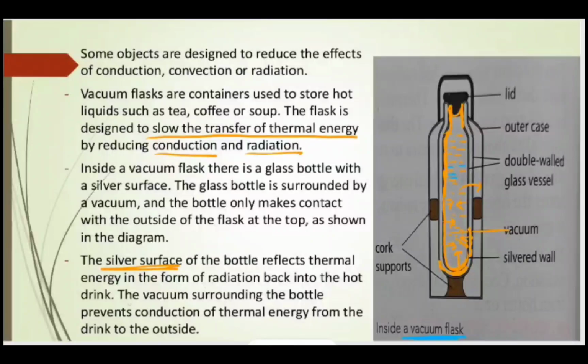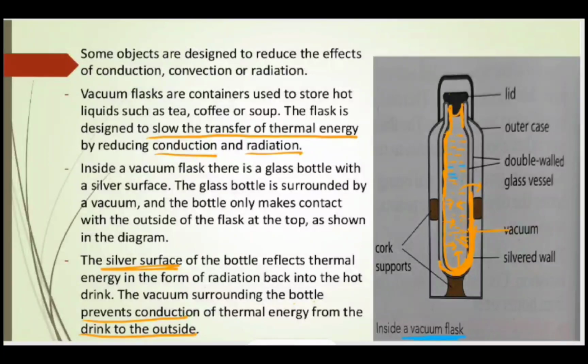The vacuum surrounding the bottle prevents conduction. This area is vacuum, so no substance is in that. The substances out here may be in contact with the silver, with the glass, but the glass is not touching the outer layer. There's a vacuum space created between the inner glass vessel and the outer case. Yes, children. Thus it prevents conduction of thermal energy from the drink to the outer side.